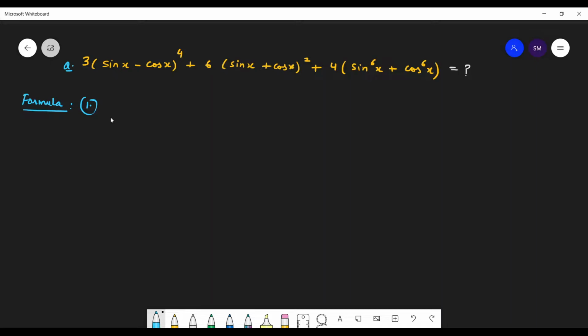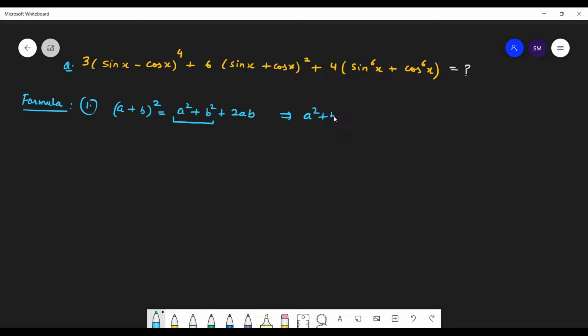a plus b whole square is equals to a square plus b square plus 2ab. But here I am interested in the value of a square plus b square. So what will be the value of a square plus b square? That will be equals to a plus b raised to the power 2. So this 2ab term will go that side. It will become minus. So that's my first formula.